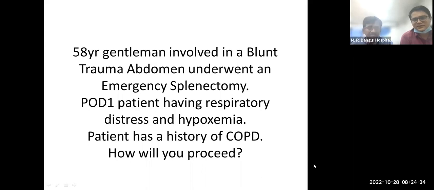The most important is maintenance of oxygen. Yes, sir, how to do that? Most of these patients will require ventilatory support. Sir, if the patient is on ventilatory support, then we will increase the inspired oxygen level. And you need a PEEP. Yes, sir. You need a PEEP, positive end-expiratory pressure, so that these alveoli which are collapsed will get expanded.